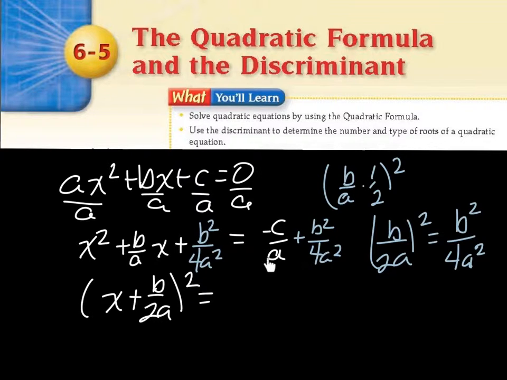And over here, I wish I had a common denominator. So if I multiply that first fraction times 4a over 4a, I get 1. So now in the numerator, I have b squared minus 4ac. Just looks a little prettier than negative 4ac plus b squared.